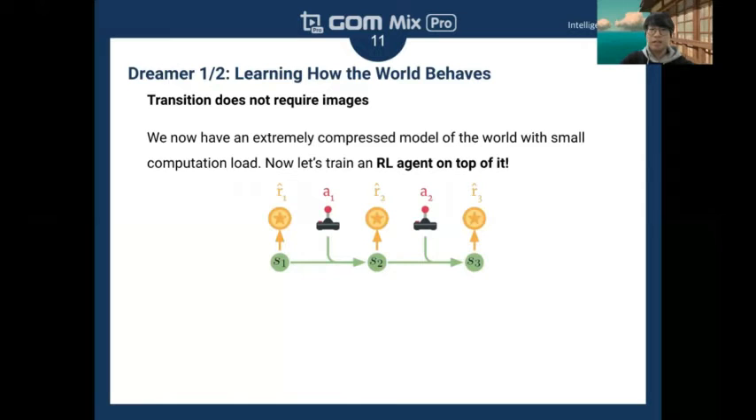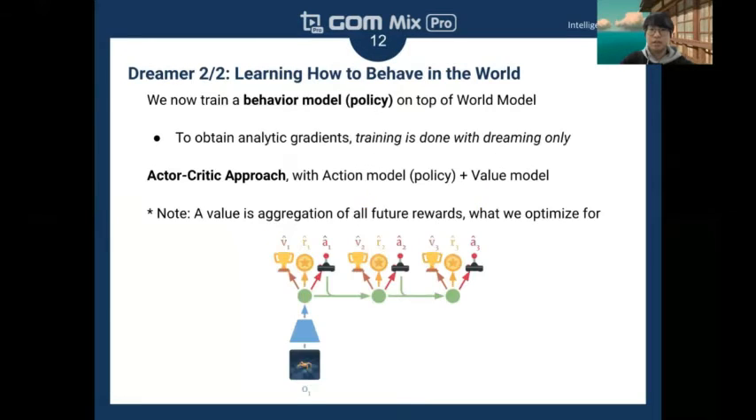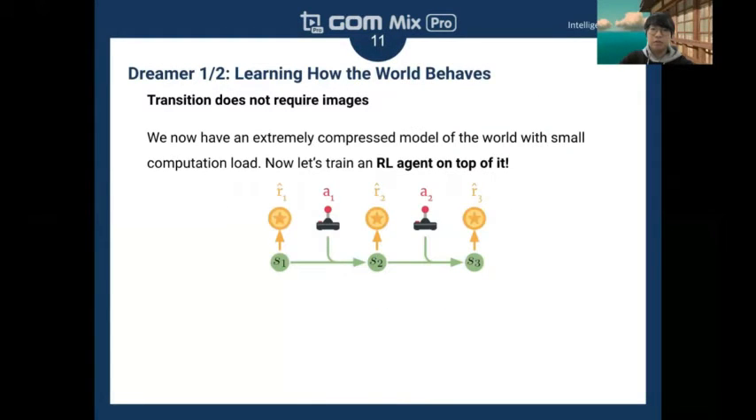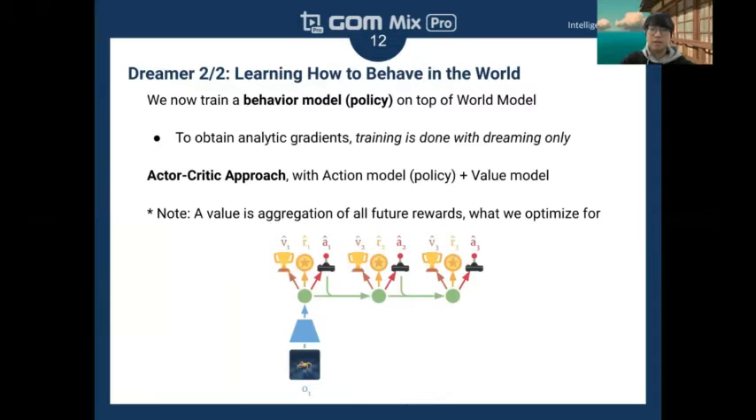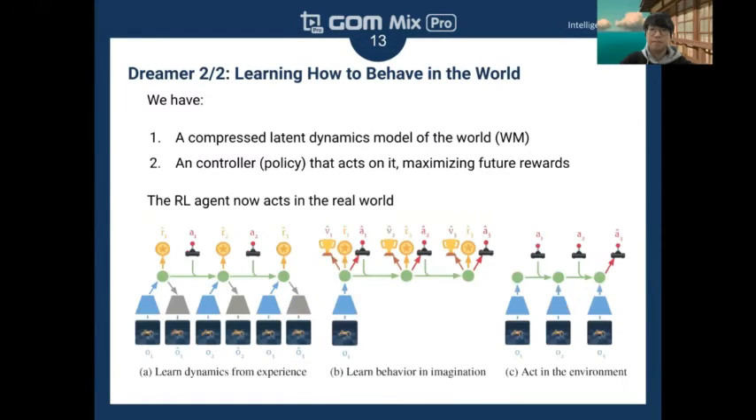And additionally, because the transition model gets latent state as input, we can safely discard reconstructions. We now have an extremely compressed world model with a small computation load because we don't use any images anymore. Now we can train a policy on top of it. To obtain stable gradients, training of the behavior model is done with dream trajectories only, without actual interaction with the environment. For doing that, Dreamer adopts an actor-critic approach that we skip for the interest of time. Now finally, we have all the components we need. After training, we can now deploy the RL agent in the actual environment.